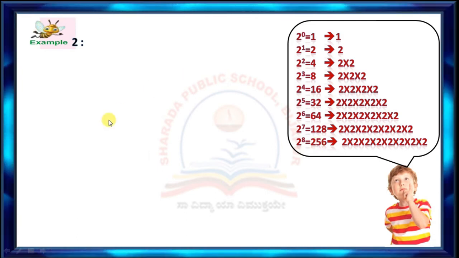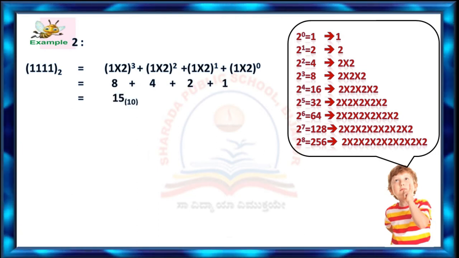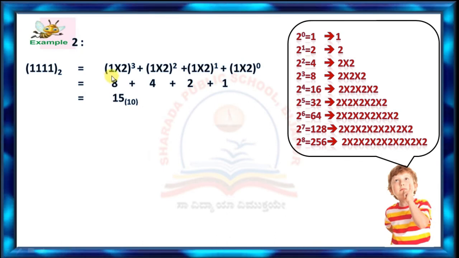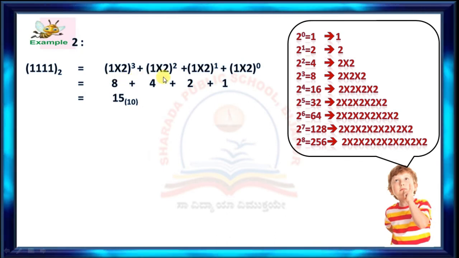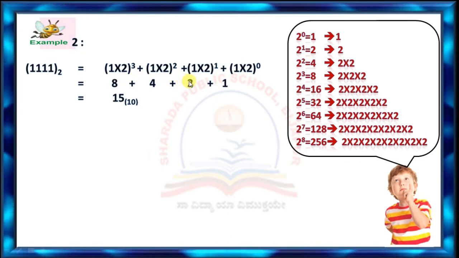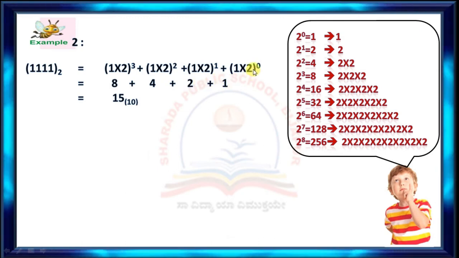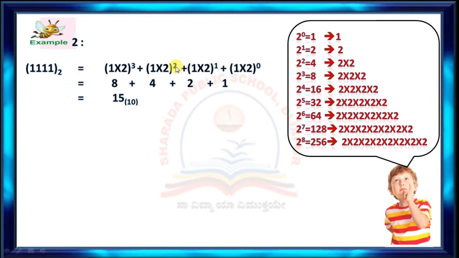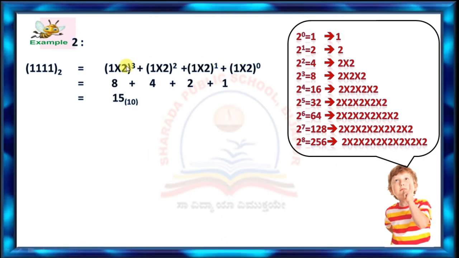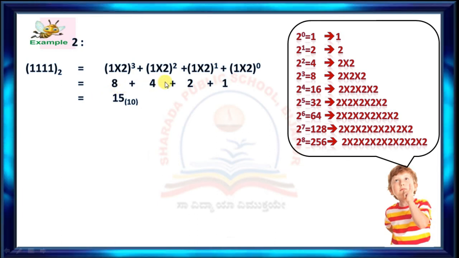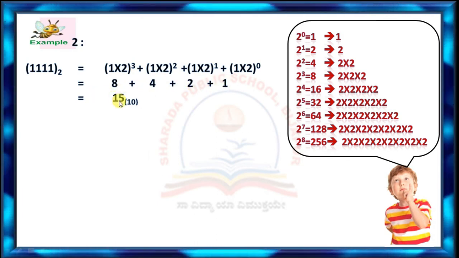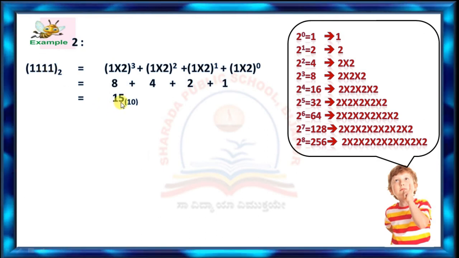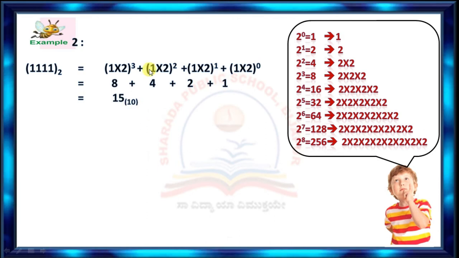Children, let us solve the example. 1, 1, 1, 1. What is the first step? Multiply each binary digit with its positional value, which is in terms of power of 2, starting from the extreme right digit. Increase the power 1 by 1. Keep the base value fixed as 2. Now calculate the sum of all products. Thus, 1111 is equal to 15. Hope you are clear now, children.